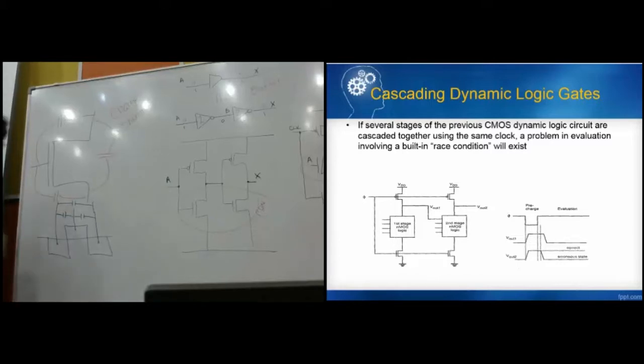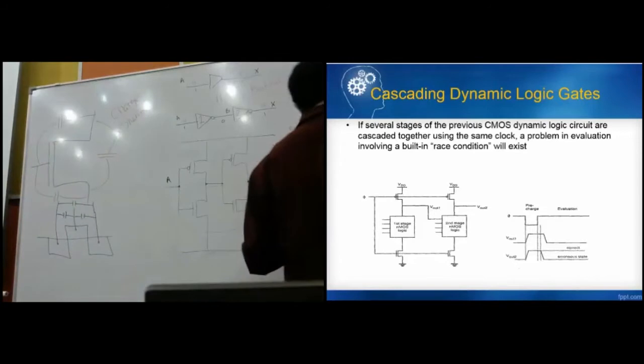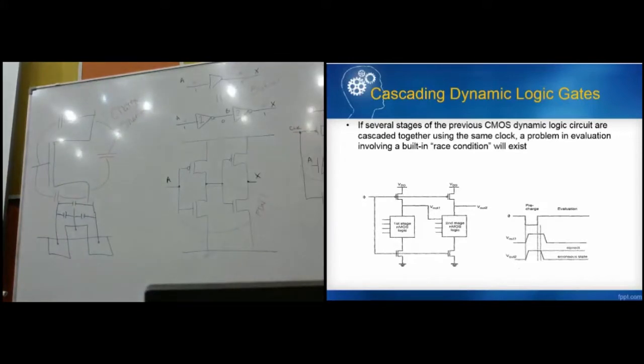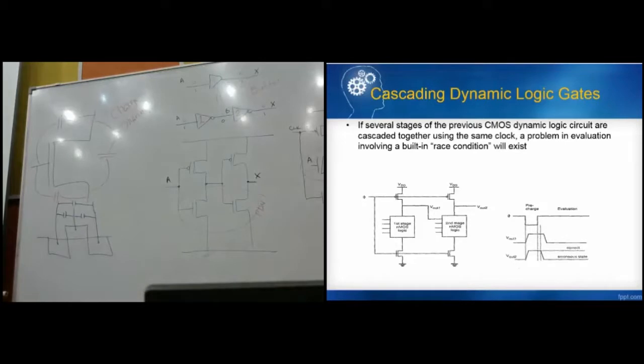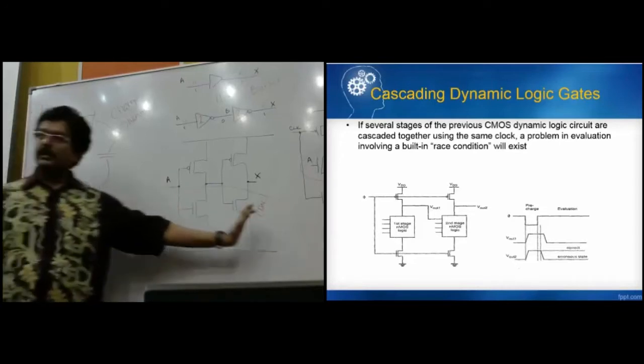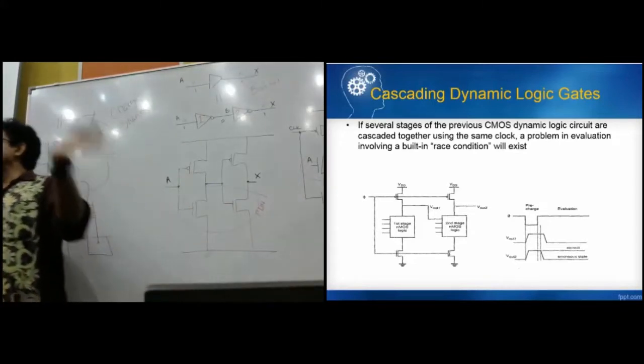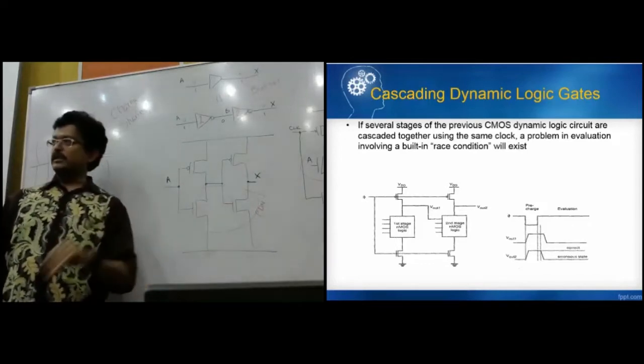Okay? Tetapi disebabkan keadaan di mana wujudnya satu kapasitor di sini, X. Dan wujudnya lagi satu kapasitor di sini. Okay. Kapasitor akan charge and discharge kan. At some time what happen here is racing condition. Racing condition ni adalah yang kedua. Gate yang kedua akan berfungsi dahulu sebelum gate pertama fungsi.